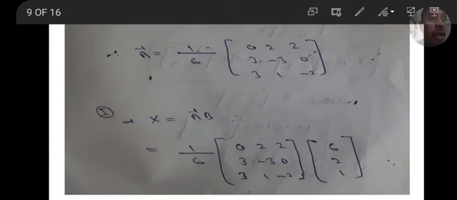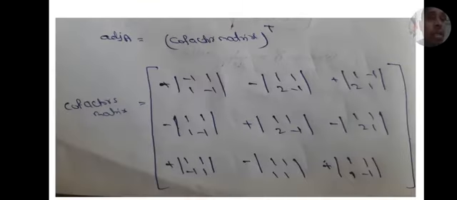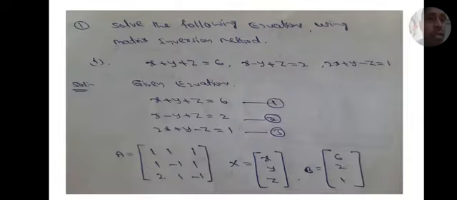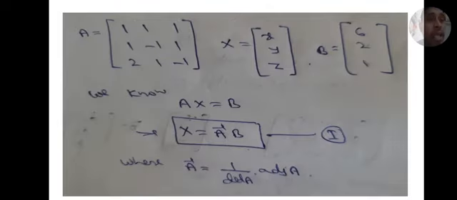So it is very simple but a little bit lengthy. First you have to write the given equations as AX equals B, from the coefficient matrix, a variable matrix and a constant matrix.